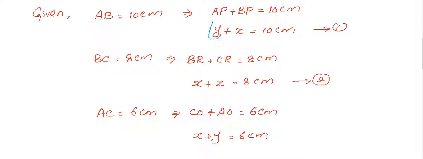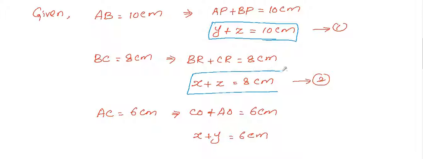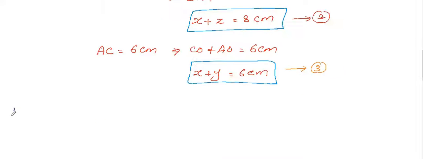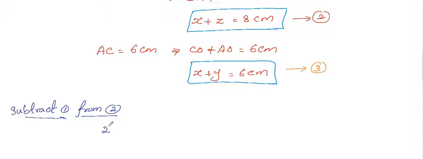So now we got three separate equations. We name these equations 1, 2 and 3. Now solve all three equations and find the values of X, Y, Z, which are the radii of the three circles. First, let's subtract equation 1 from equation 2, which is 2 minus 1.